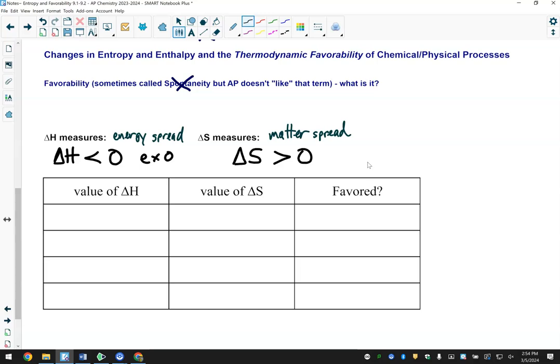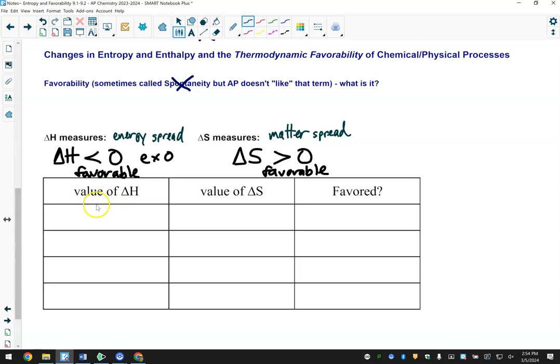So the bottom line is that if your change in entropy is positive, then that is going to be a favorable process for entropy. Now we've got to put the two of them together, okay? So this is a favorable energy spread, and this is a favorable matter spread. And so we've got to put the two of them together.